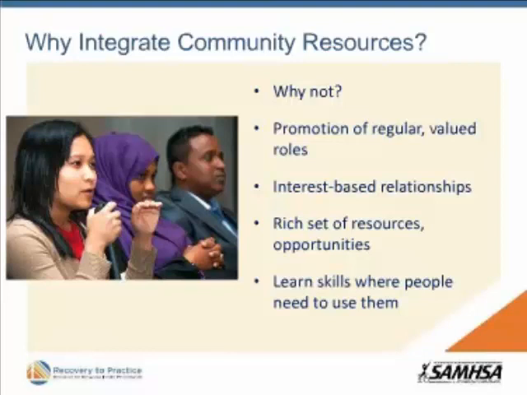Why should we integrate community resources? Well, why not? Would you like living without having Tuesdays? Not me. Integrating services breaks barriers to accomplish goals and individuals' day-to-day challenges, and it helps them to have confidence. It allows for great relationships to build with common interests, and the rich set of resources allows for new opportunities to be explored.